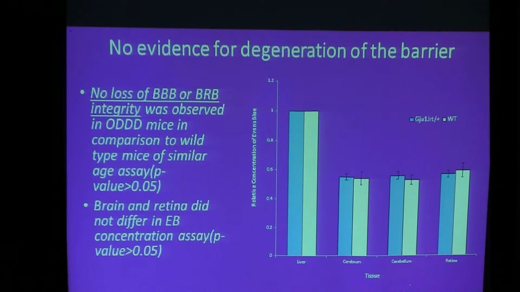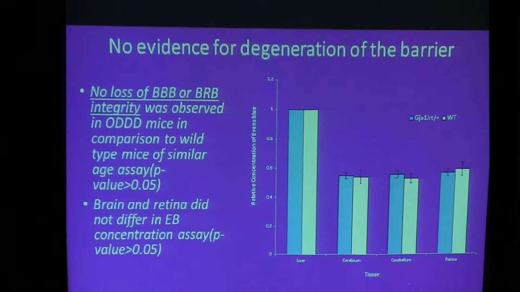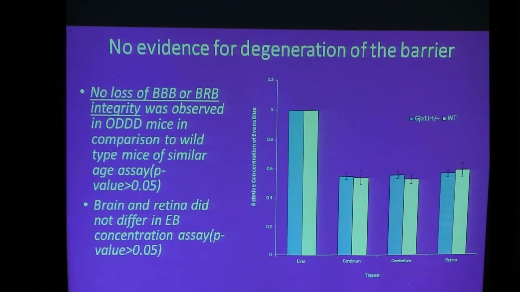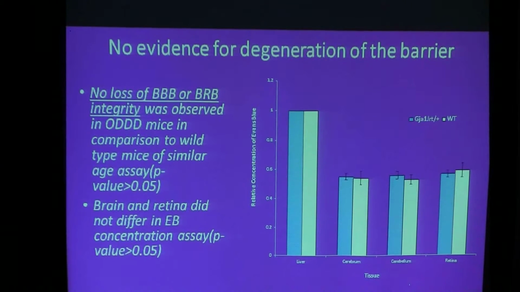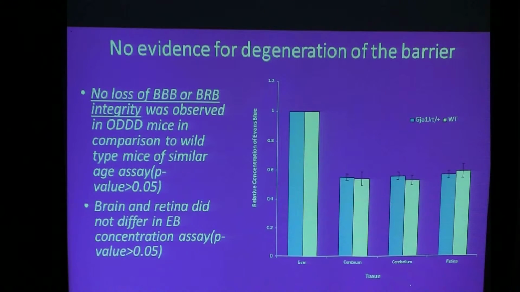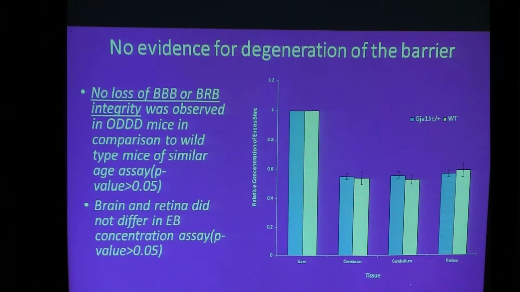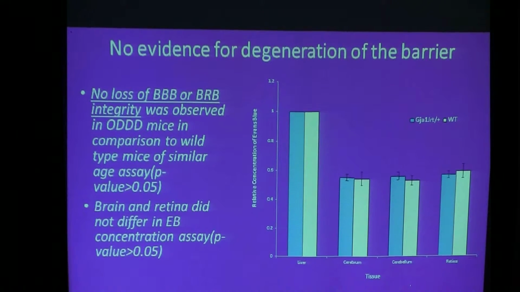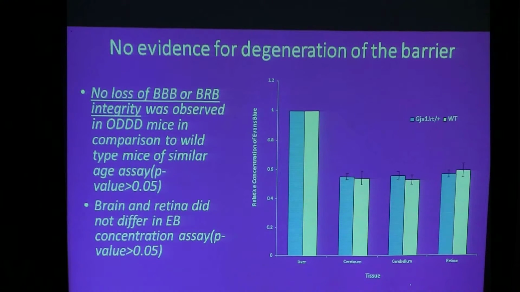Then, in the final part, we compared the values of Evans blue dye concentration in the brain and the retina of the wild-type mice with the OEEE mice. And no loss of blood-brain barrier or blood-retinal barrier integrity was observed. Basically, it shows that no evidence of degeneration in the barrier was shown. And also, brain and retina didn't differ in the Evans blue dye concentration assay.